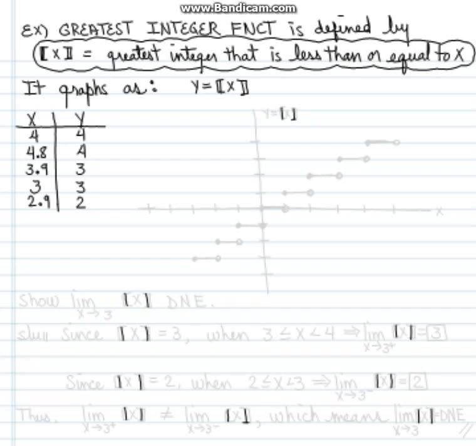Okay, this is a really crazy function called the greatest integer function. It's defined by these double brackets around the variable x. It's equal to the greatest integer that is less than or equal to x. And to graph it, we're going to make a table of x's and y's.